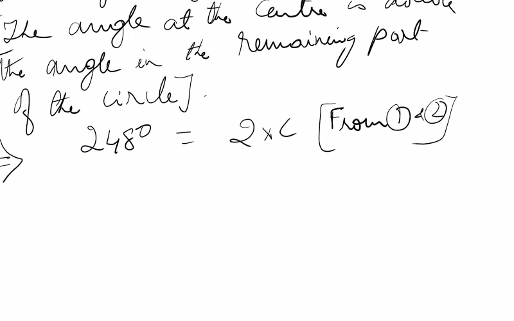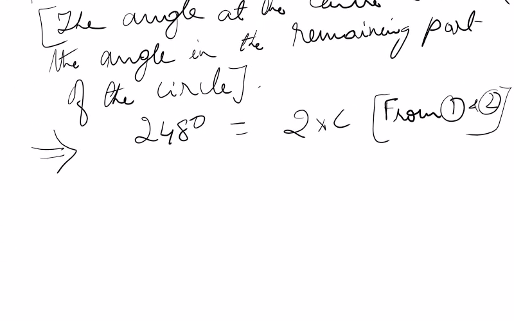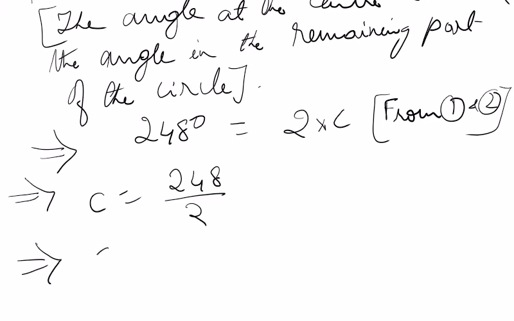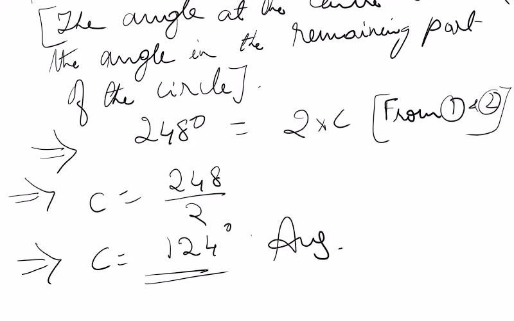Okay. So this implies C is equal to 248 upon 2, implies C is equal to 124 degrees. Okay. Is that clear, children?